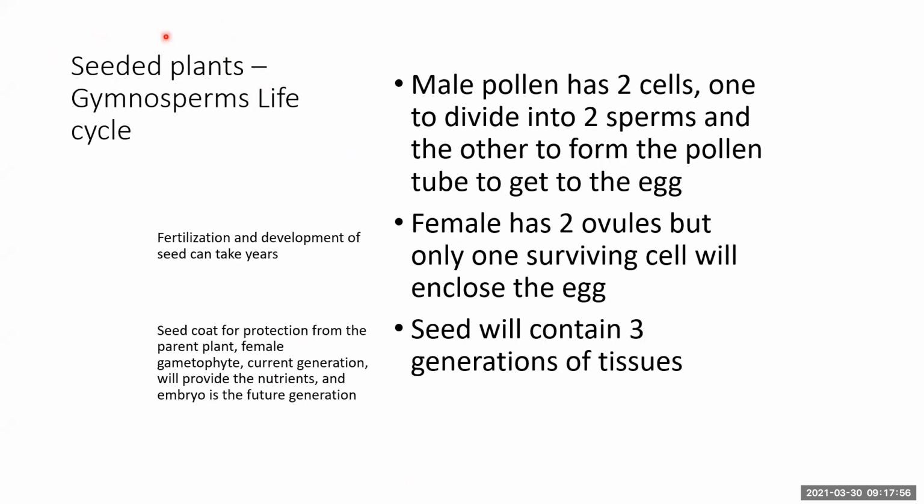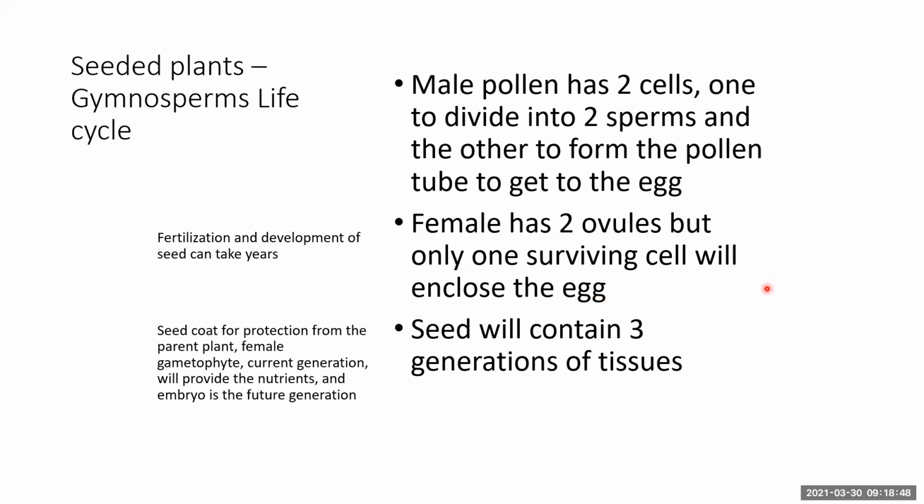All right, so for seeded plants, here we're going to look at an example of the gymnosperm. The life cycle for seeded plants basically revolves around the male pollen pollinating and fertilizing a female ovule. The male pollen has two cells inside the structure. One divides into two sperm, and the other forms a pollen tube that grows down to meet the ovule, so that the sperm can then fertilize the egg. And so the female has two ovules, but only one surviving cell will enclose the egg.